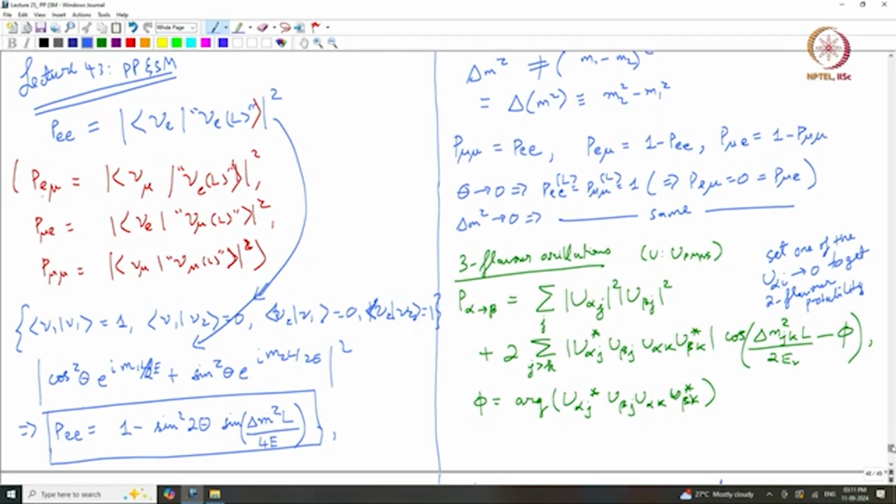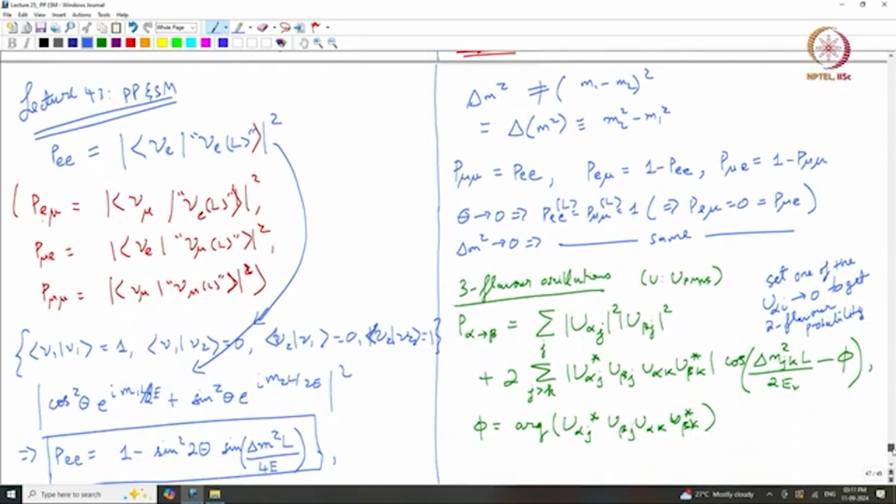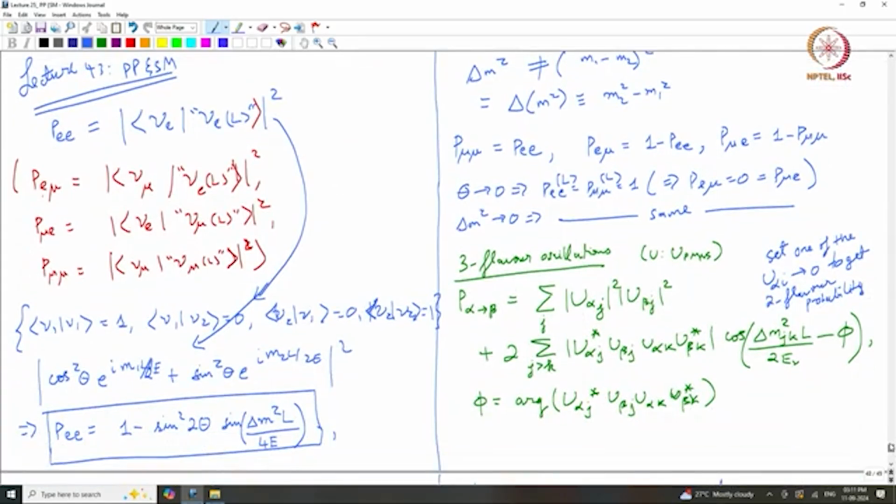And it had all the correct properties. We saw that there was also some symmetry here, where if you want the probability for retrieving a muon neutrino as a muon neutrino, that is the same as PEE. And since probabilities add up to 1, P e mu was 1 minus PEE and P mu e was 1 minus P mu mu.